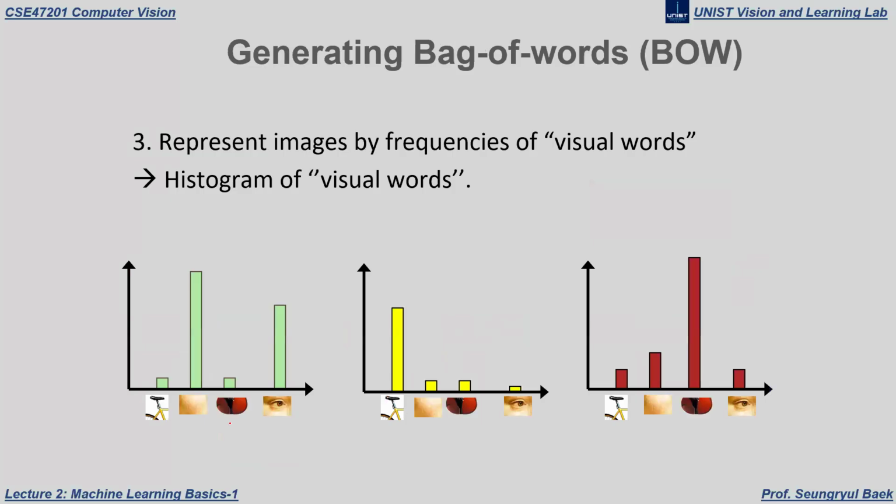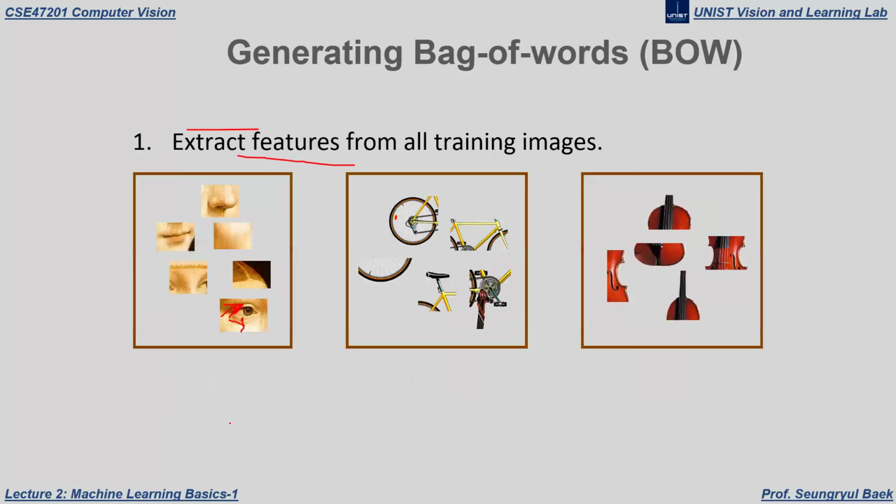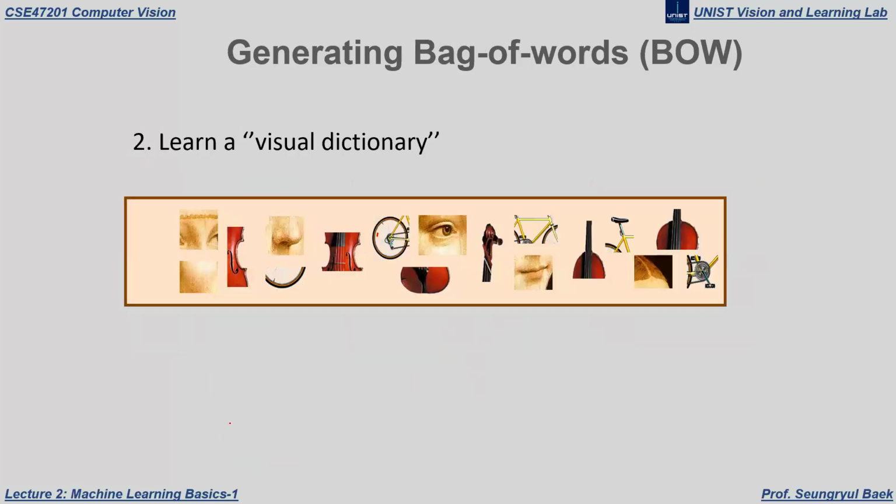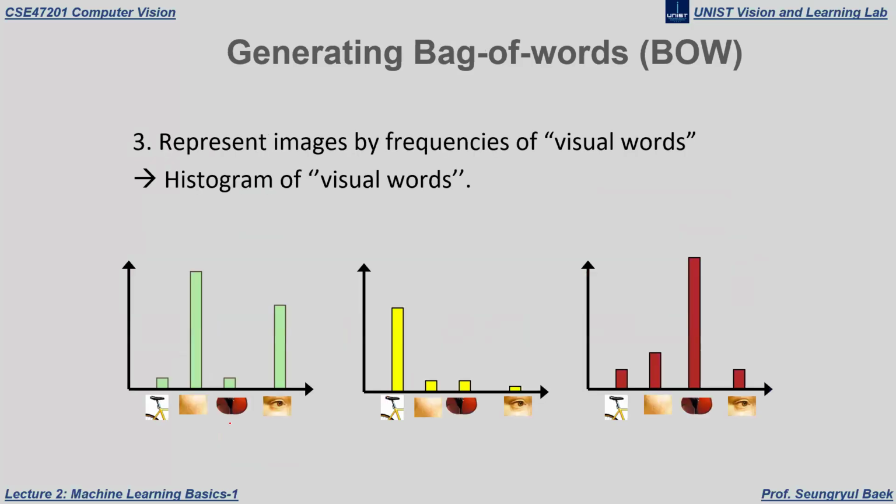Okay, so we first extract features from the training images and then cluster them to make this type of visual dictionary. And then using that visual dictionary, we represent images as the histogram of these visual words. Understanding this, right?